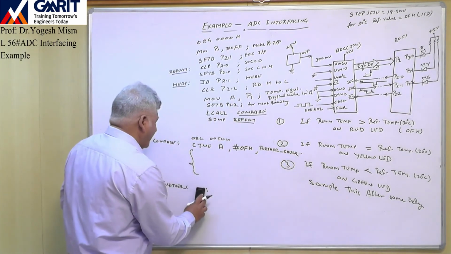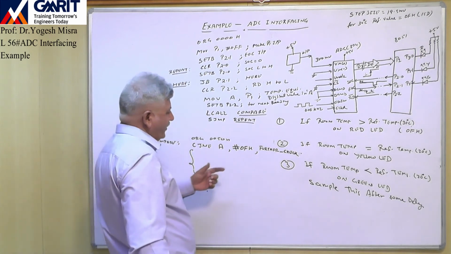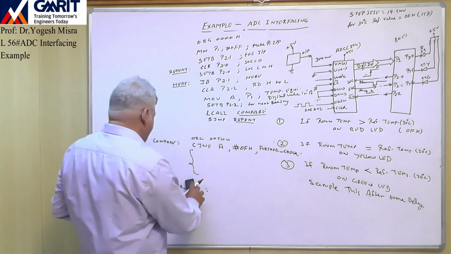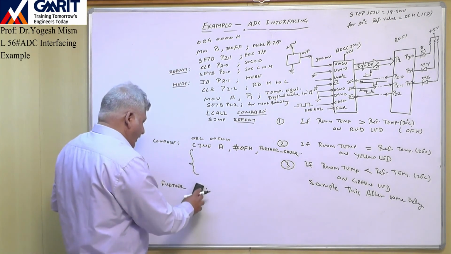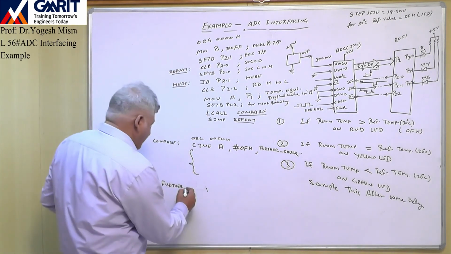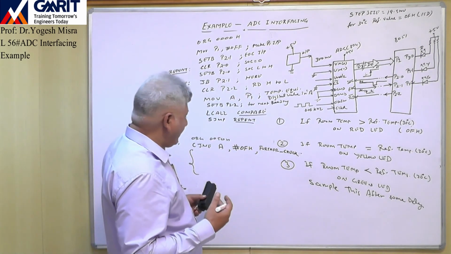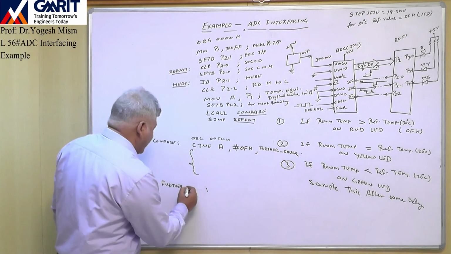Actually, if we write further compare also, then also no problem, because in the label whatever we want we can use, right? But it is always advisable that we use labels which signify the particular meaning of our program. Further check.